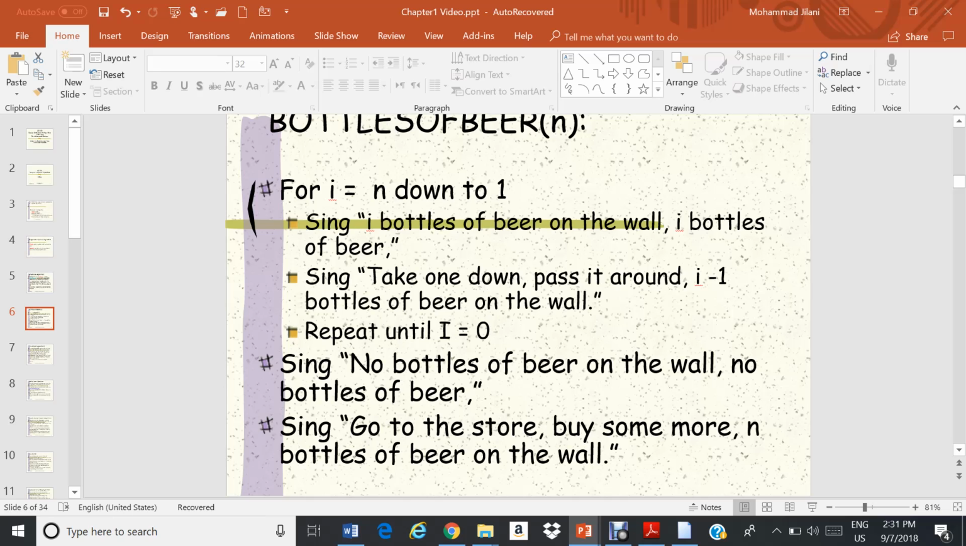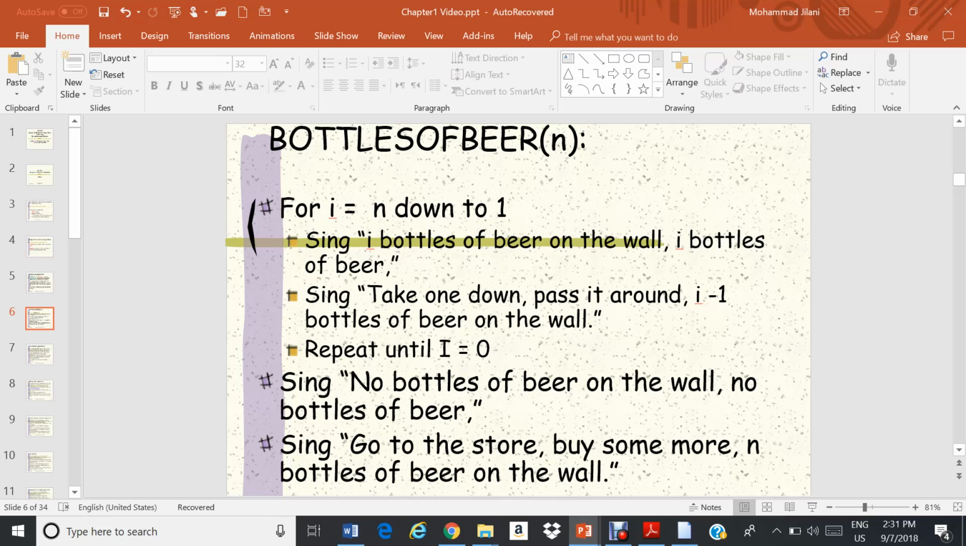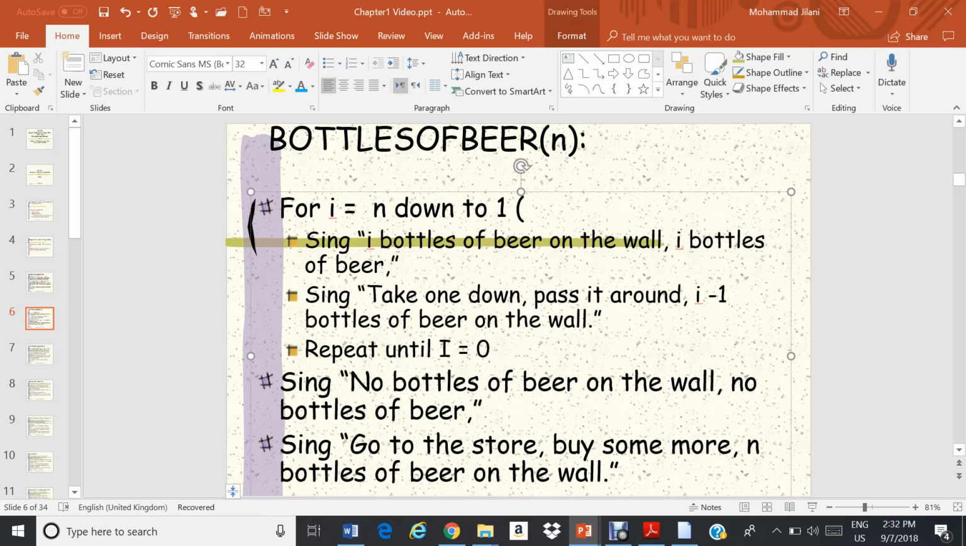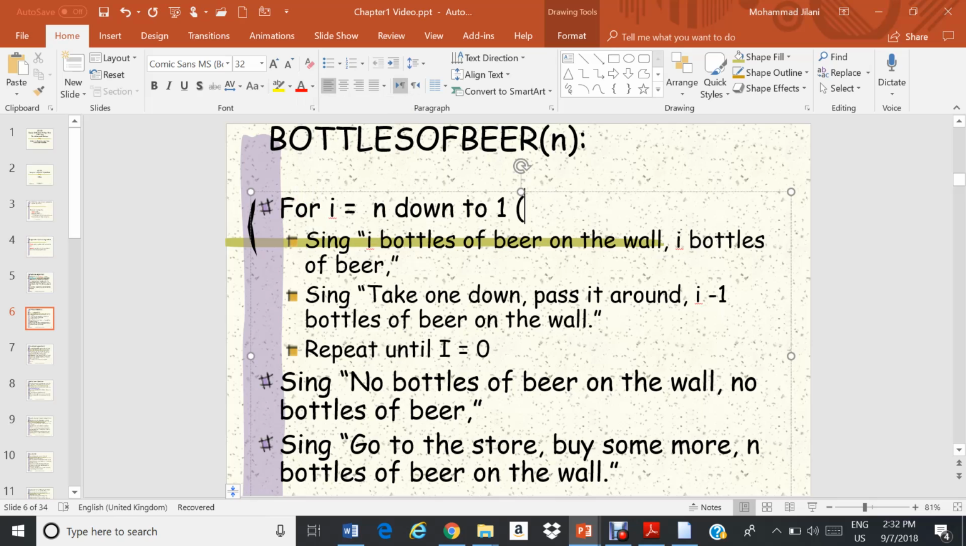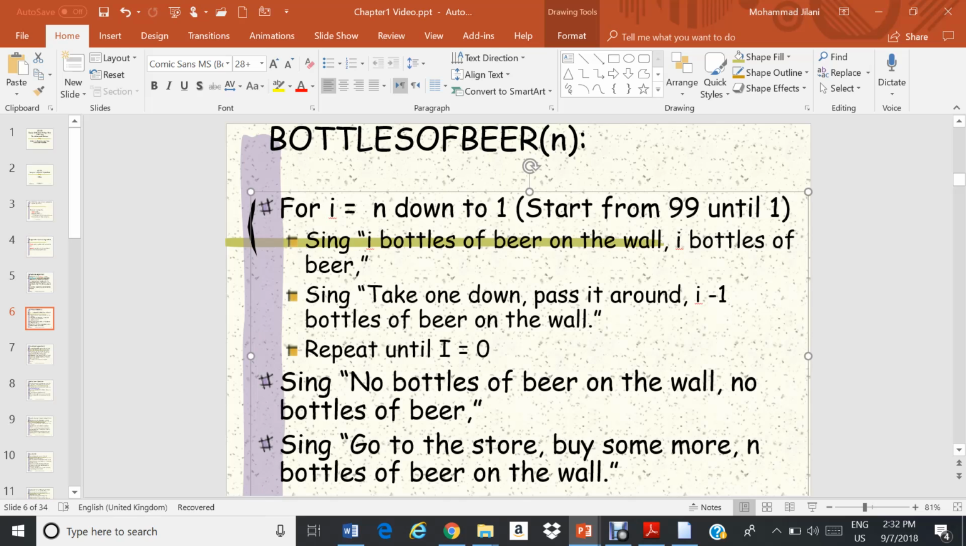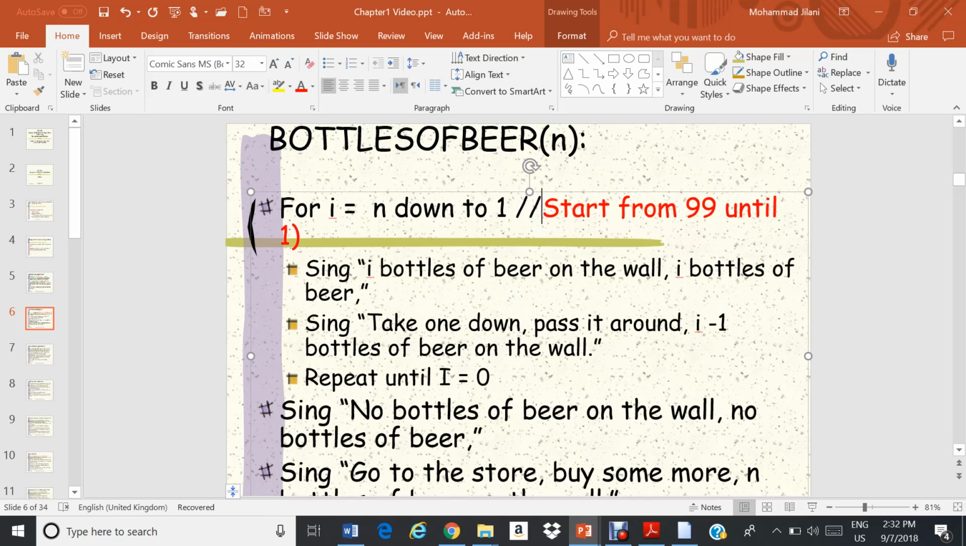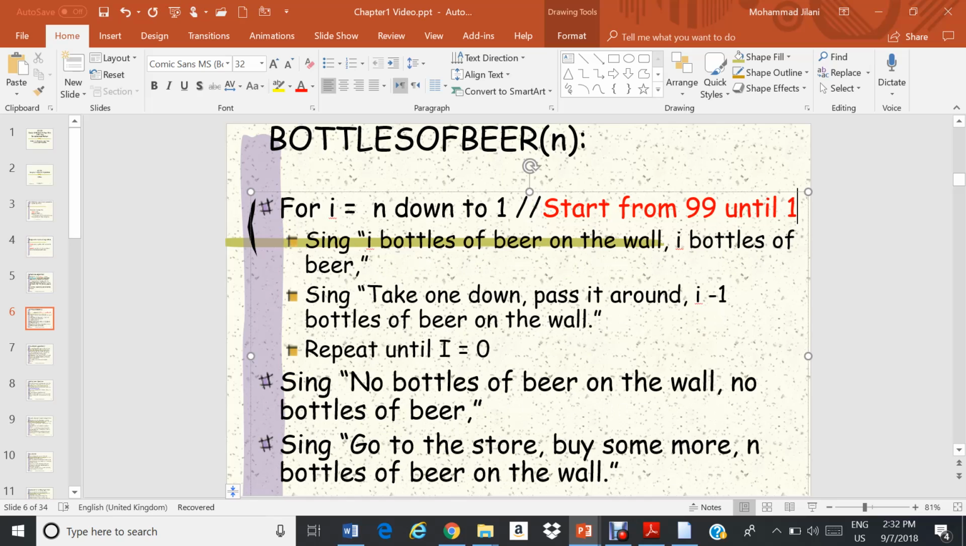We'll start my algorithm. Although this looks like a programming language, it's not really. It's called a pseudo language. Let's say for i equals n down to 1. Let me change the color so I know I'm writing this now. So we'll say start from 99 until 1, which means when you finish all the bottles. Actually, I will use this notation because this means it's a comment. Start from 99 until 1, and then I start singing.